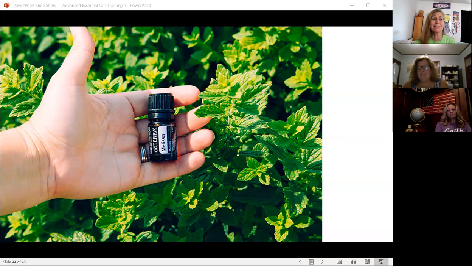I like doTERRA's answer, because we test every single batch that comes in here. We test it with 9 different kinds of testing, because mass spec doesn't tell you if it's been adulterated. It simply tells you the chemical constituents. You have no idea if they're natural or not. So they do 8 other types of testing, and they send it out for third-party testing, because they want to make sure that they're selling a really pure product. And doTERRA physically goes out there and meets with the farmers. They know exactly where this stuff is coming from. They're hands-on.